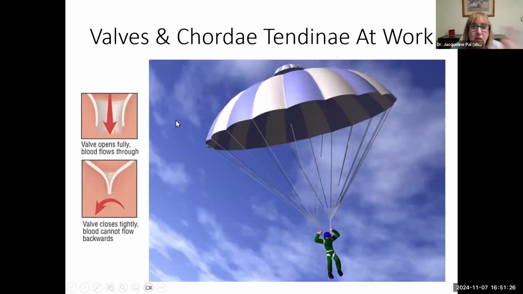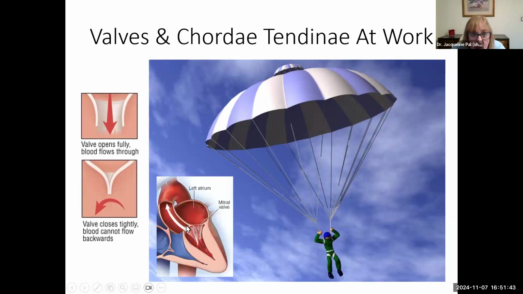Okay. So think of a parachute with the strings and the little man. The parachute is like the valve, and the strings are the chordae tendineae, and the man is the papillary muscle. So we want all of this to work normally. When the valves are closed, we've got two little parachutes and all their little strings, and this muscle is contracting. So that when the ventricle is contracting, these valves are staying closed and the blood is going out the blood vessel where it's supposed to be going out.